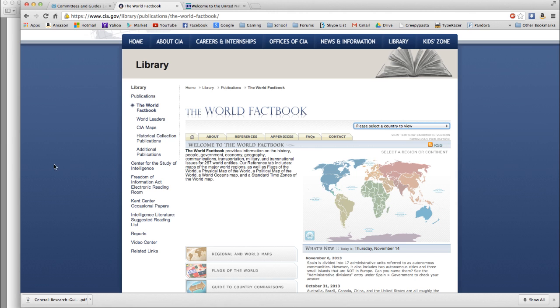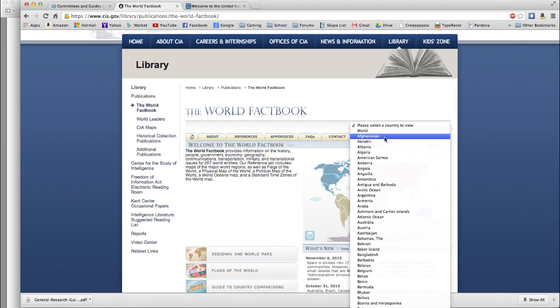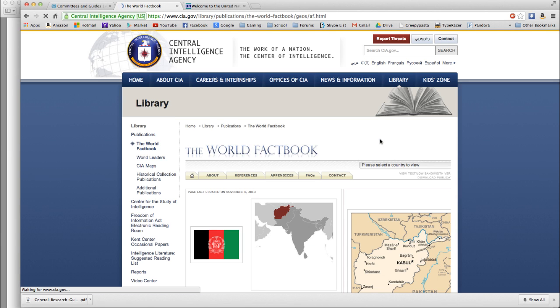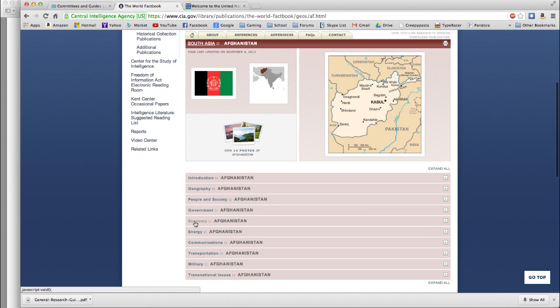So that's the CIA World Factbook, about actually finding information about your countries. If you want to know about Afghanistan, all you have to do is select Afghanistan itself. It will take you to the Factbook for Afghanistan. It will give you the flag. It should even give you the national anthem and a bunch of other information about Afghanistan. As you can see, geography, people and society, government, that one will be important, economy, energy, all of this, a lot of this will apply to what you're talking about.